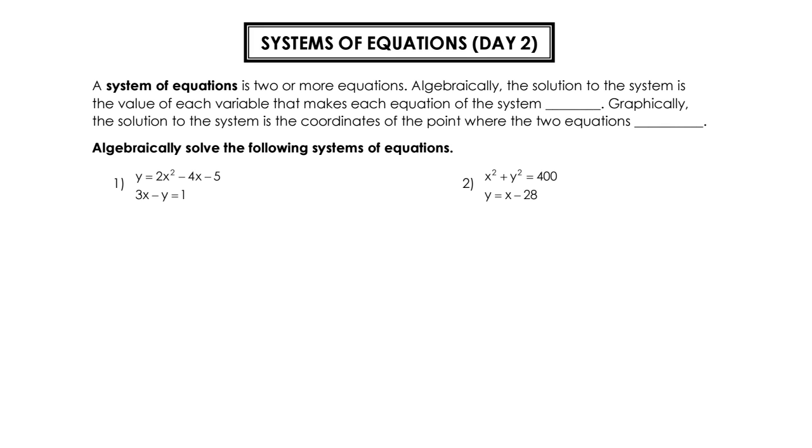All right. We haven't really done too much with a line and a parabola algebraically, or graphically, really. And same with a circle since we just learned it. So it says algebraically, guys, the solution to the system is the value of each variable, that's key, each variable, that makes each equation of the system true. Meaning that if you subbed in the x and the y that you found, the left side should equal the right side for each equation. Graphically, the solution to the system is the coordinates of the point where the two equations intersect.